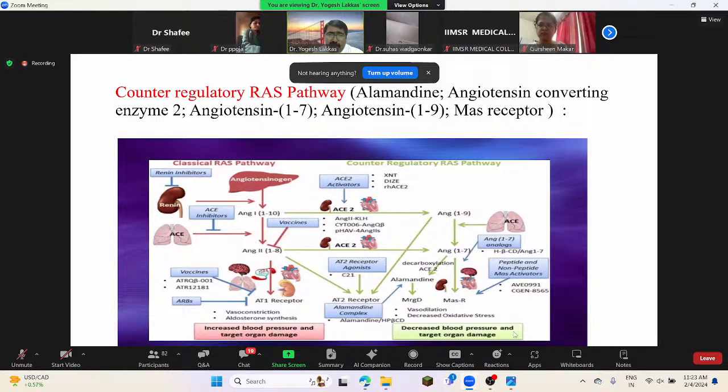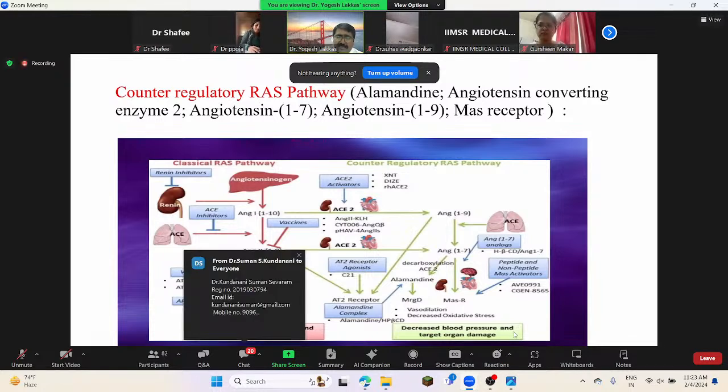We were all aware of the angiotensin converting enzyme that is secreted by the lungs. The left side of this figure that you all see is the classical RAS pathway: angiotensinogen is produced in the liver. Then ACE, angiotensin converting enzyme, converts angiotensin 1 to angiotensin 2. Angiotensin 2 has its role on various target organs, and mainly it is a vasoconstrictor, and that is the mechanism.